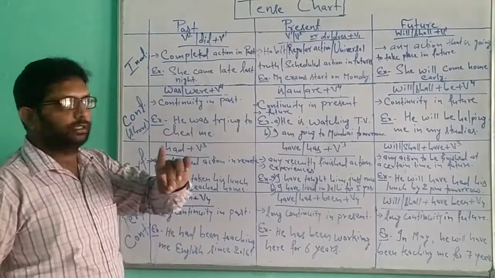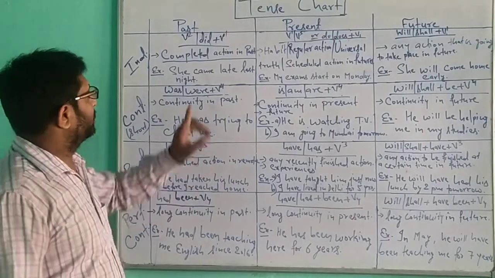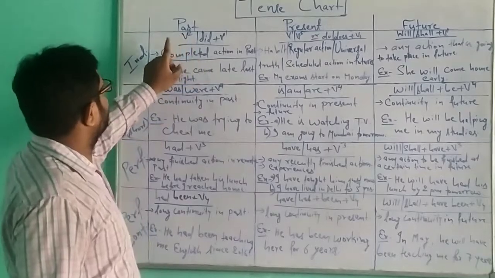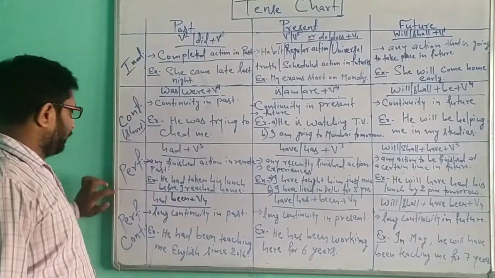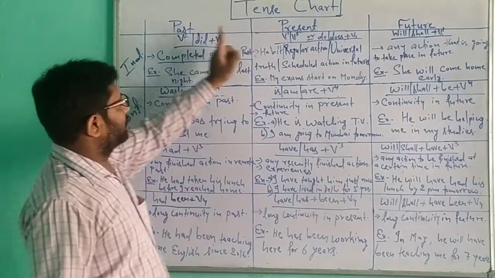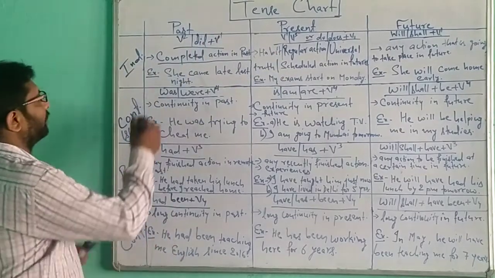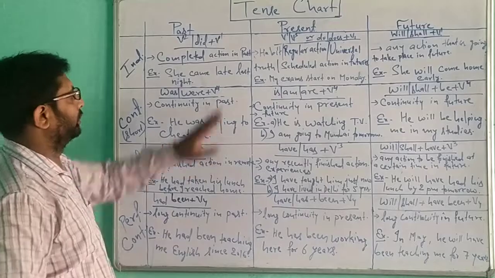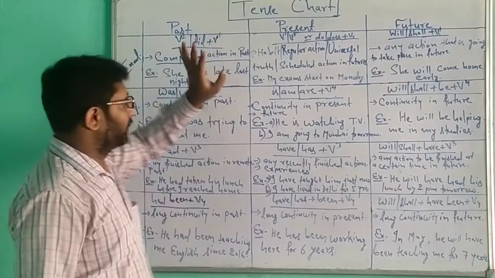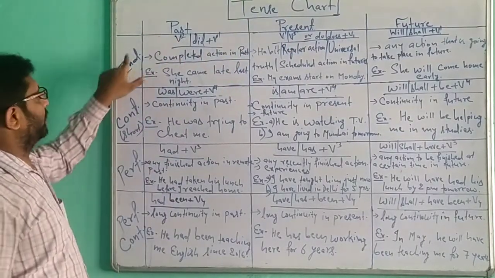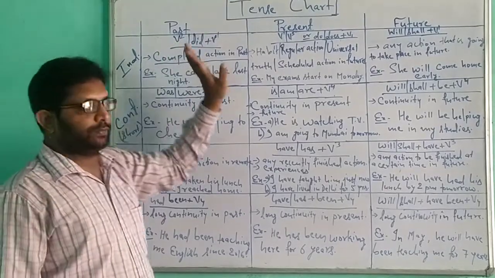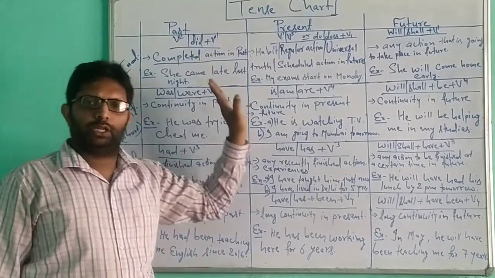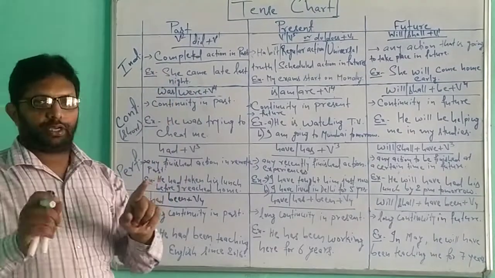As you can see in the chart, it contains indefinite, continuous, perfect and perfect continuous, in past, present and future. The very first box of this tense chart is of past indefinite tense. As I had told you, past indefinite is V2, did plus V1. These are the ways of forming past indefinite.